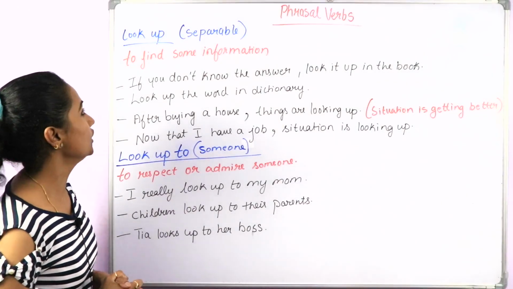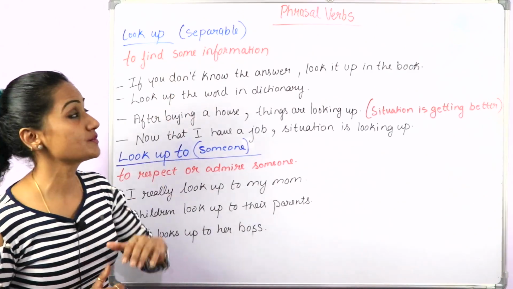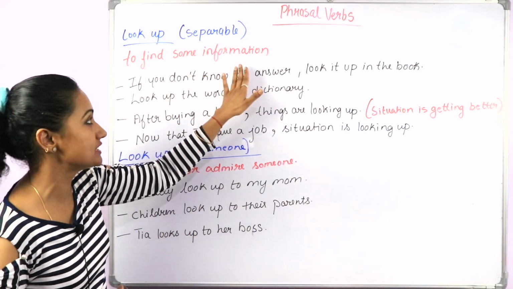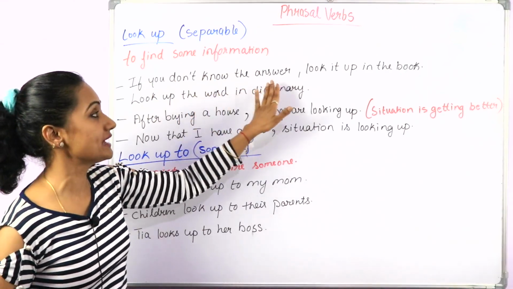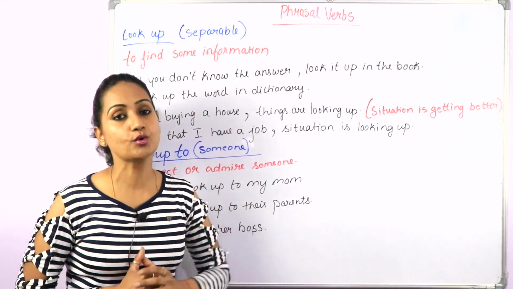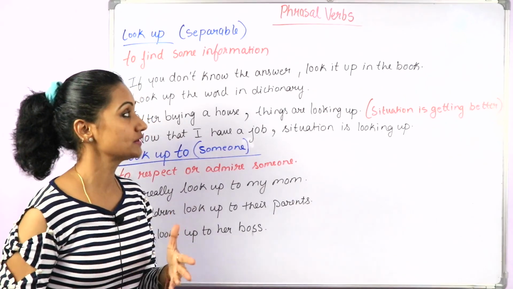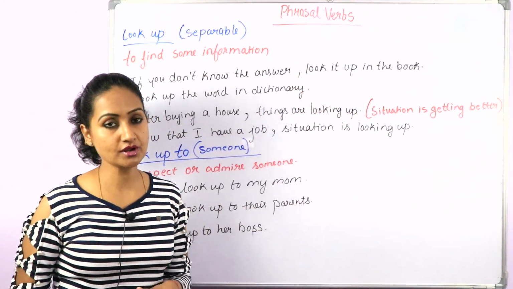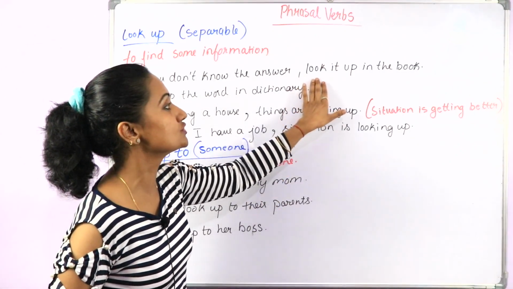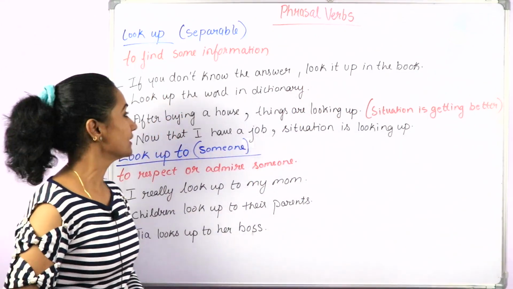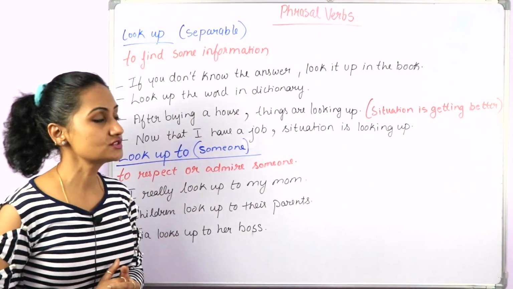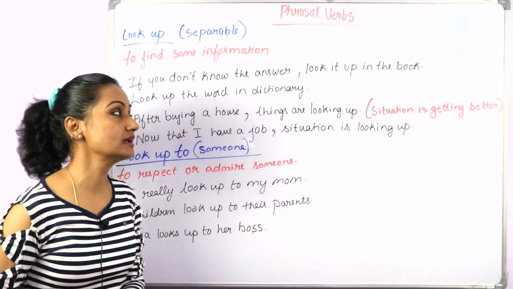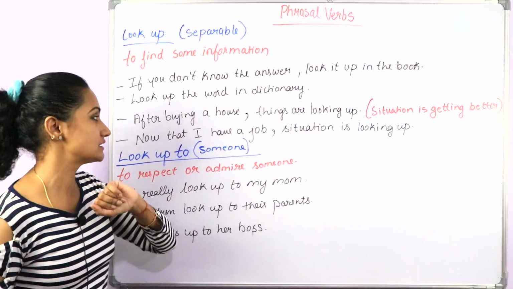Next is look up. Look up is a separable phrasal verb, and the meaning is to find some information. If you don't know the answer, look it up in the book. Find the answer in the book, so look it up. It is a personal pronoun, that's why we have used look up separately. Look up the word in the dictionary. If you don't know the meaning of this word, you can find it in the dictionary. Look it up in the dictionary.